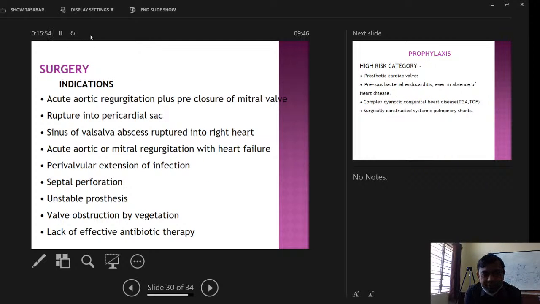Then if the patient is not responding to medical treatment, there is an indication to do surgery. What are the indications? Acute aortic regurgitation plus pre-closure of mitral valve, rupture into the pericardial sac, sinus of Valsalva abscess ruptured into the right heart, acute aortic and mitral regurgitation with heart failure, perivalvular extension of infection, septal perforation, unstable prosthesis, valve obstruction by vegetations, and lack of effective antibiotic therapy. These are the indications to do the surgery.